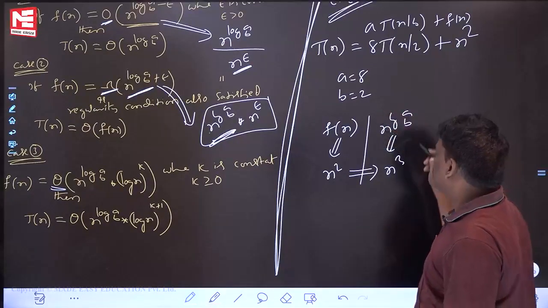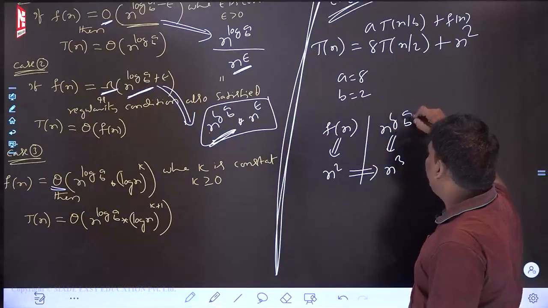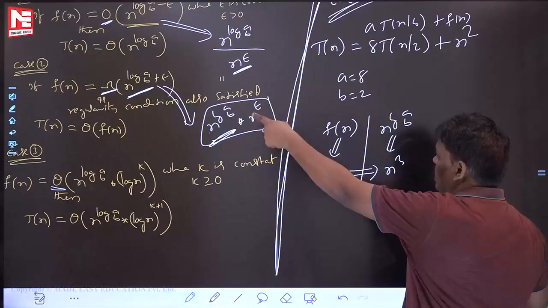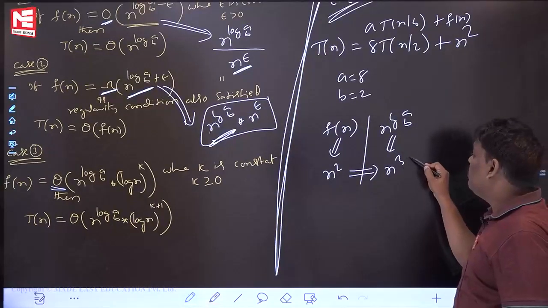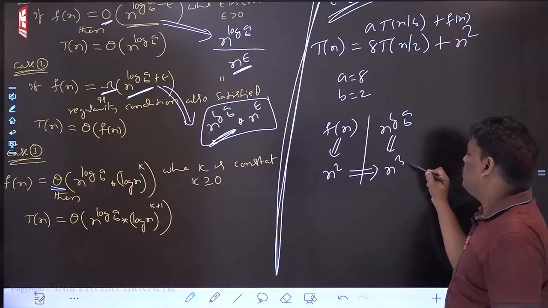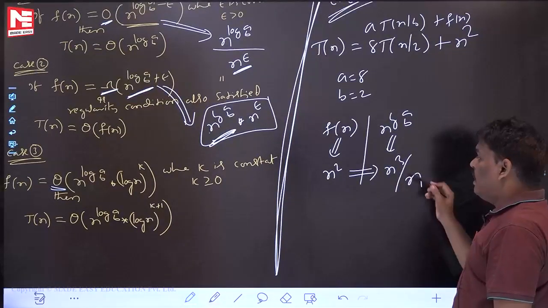Right hand side is bigger or not? Comparing left to right, is it bigger or not? It means big O, first case. Yes, the right is bigger. Divide by what so that I will get f of n? Divide by n, then I will get f of n.